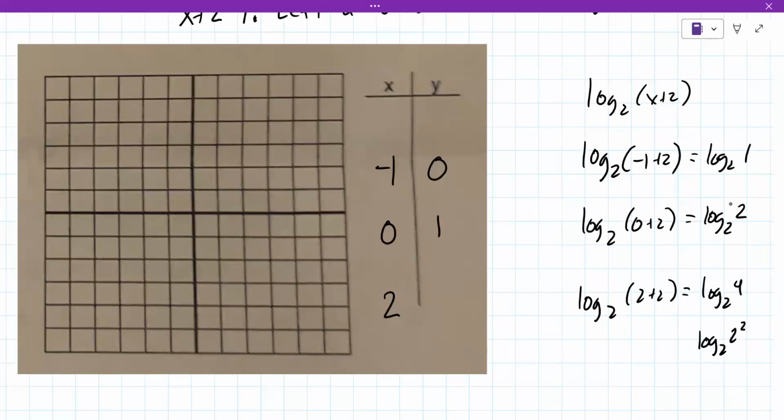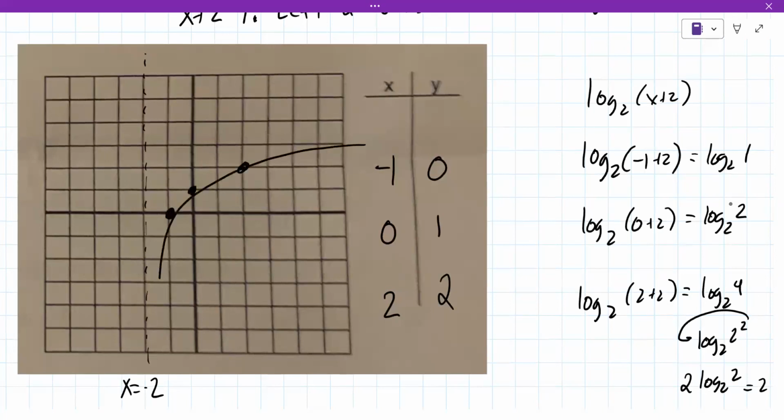And then log base 2 of 2 plus 2 is log base 2 of 4. 4 is really 2 squared. You can bring that 2 in front. It becomes 2 times log base 2 of 2. Lots of 2's. It's just 2. And that's kind of enough, along with maybe that vertical asymptote at x equals -2. A couple of points, something like this. And then don't forget arrows at the end.